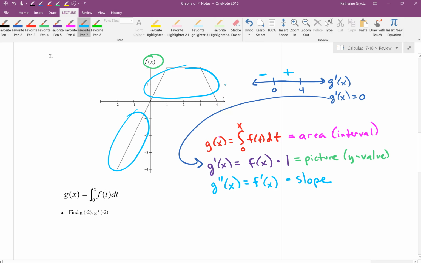You can't assume that it goes negative. You don't know. So we can't answer anything about that. We're not going to be able to answer 4 as a max or a min or anything. We don't know what happens after 4. All we know is that we're decreasing until 0 and then we're increasing after that.